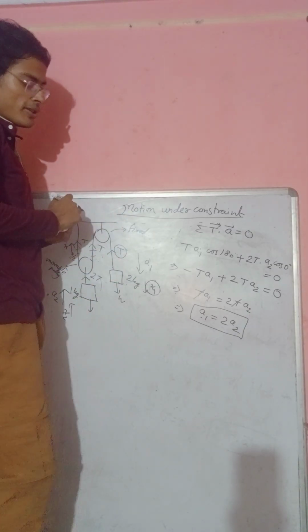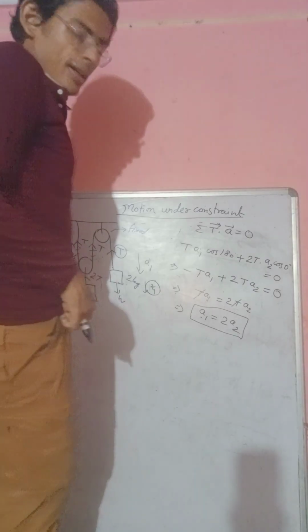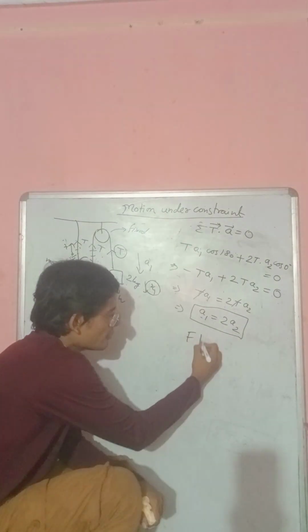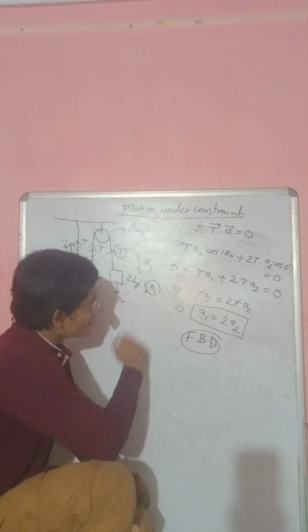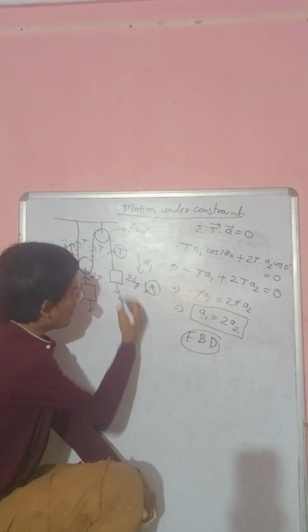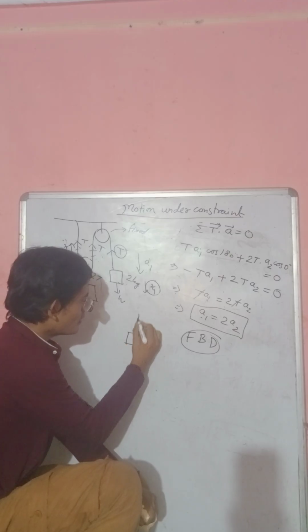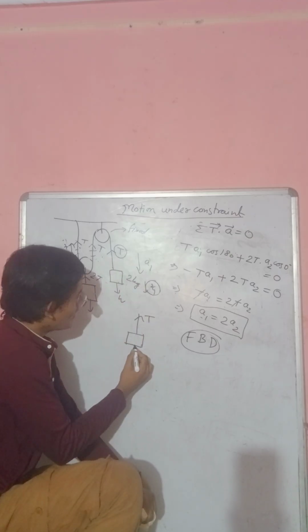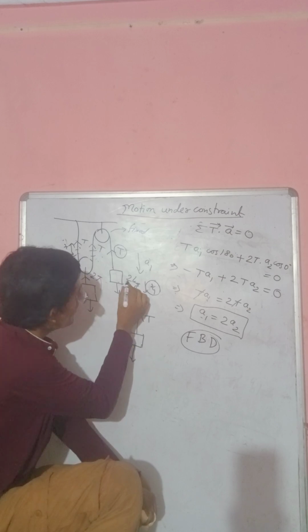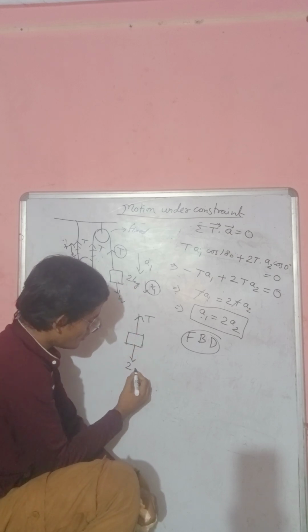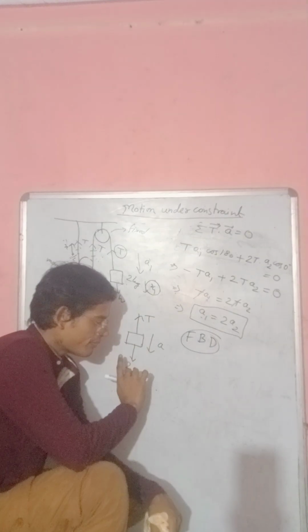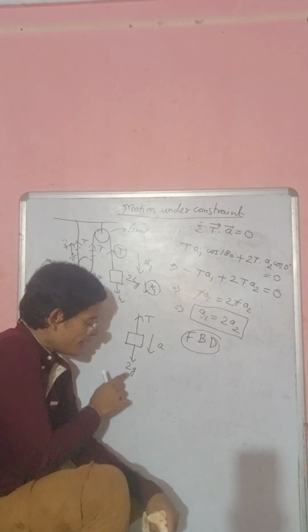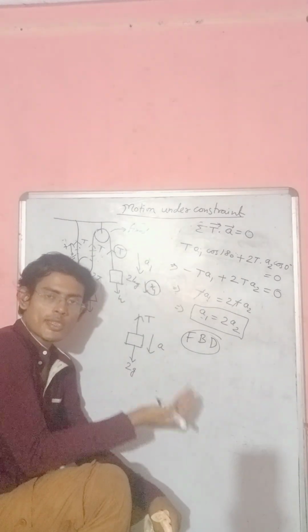How can we do it? By finding out the FBD, the free body diagram. So again we'll use it block by block for this one. For this block, the tension force is T, and the weight is 2 into G. Acceleration is downward. Let's consider A is the acceleration for the block of 2 kg. Okay, 2 into G, mass into G. So mass is 2 kg multiplied by G.